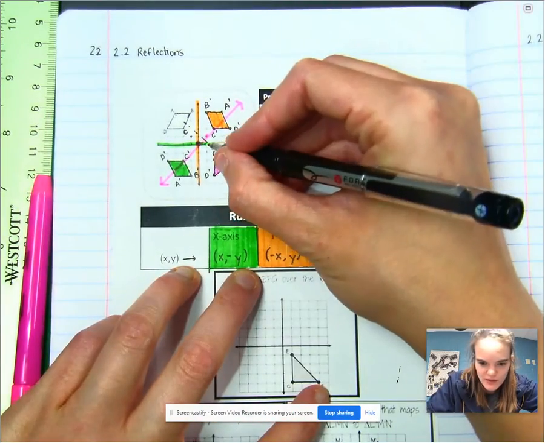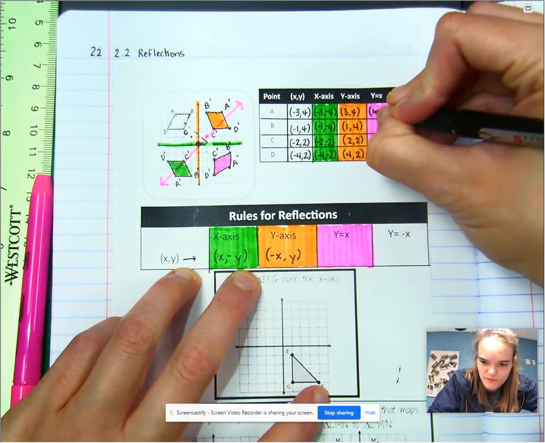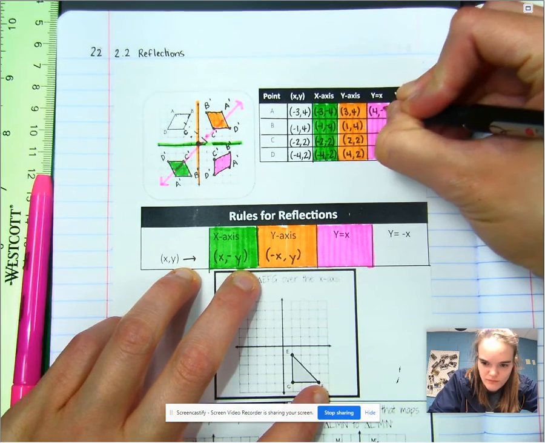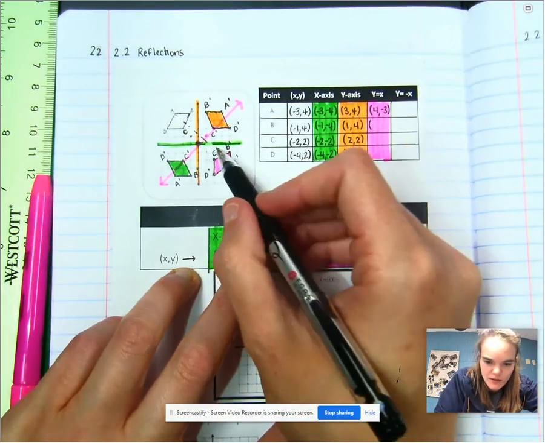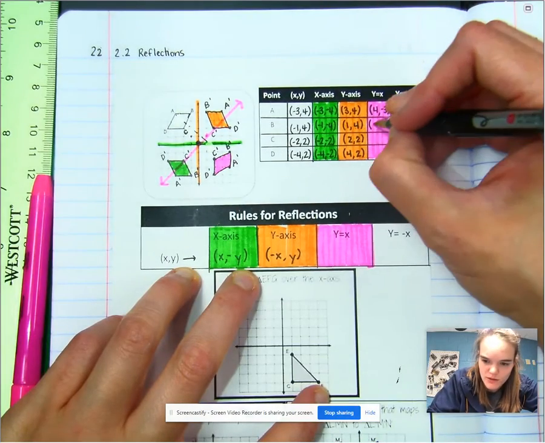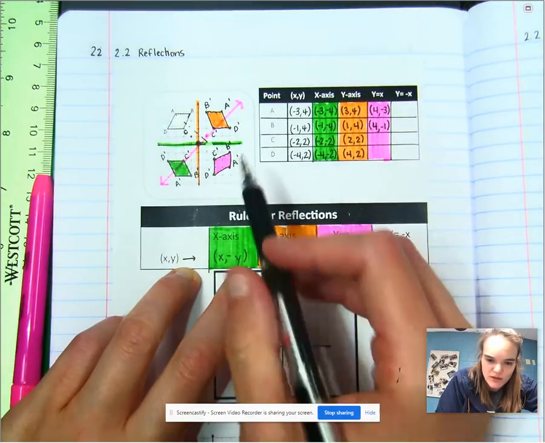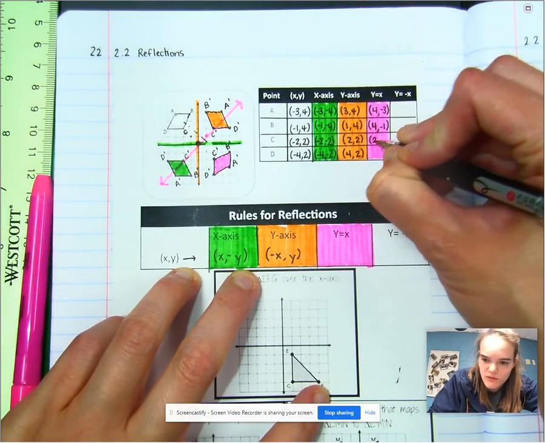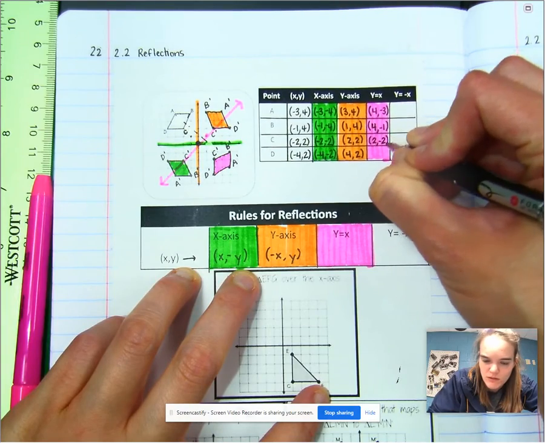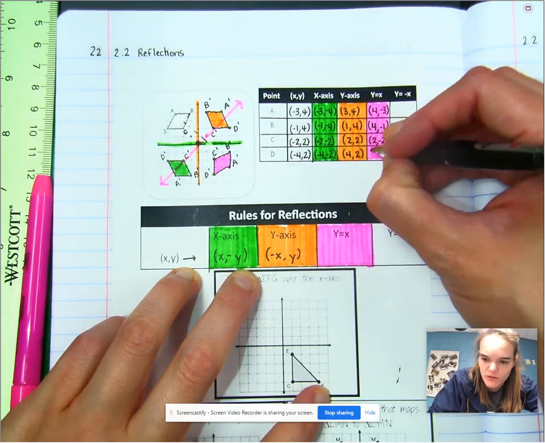So I have A is at 1, 2, 3, 4, negative 3. B, 4, negative 1. C, 2, negative 2. D, 2, negative 4.